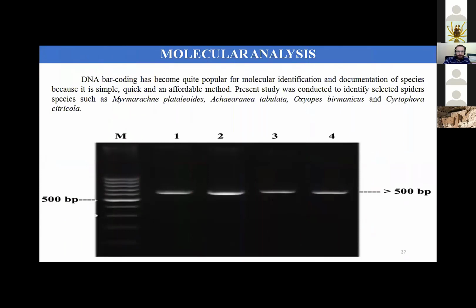DNA barcoding has become quite popular for molecular identification and documentation of species because it is a simple, quick and affordable method. The present study was conducted to identify selected spider species: Myrmenotium platolites, Acarina tablata, Archiopus brahminicus, and Cryptophora citricola. I selected these four species because two are very high in number in the study areas and two are very low in number. Acarina tablata is a first report in India.